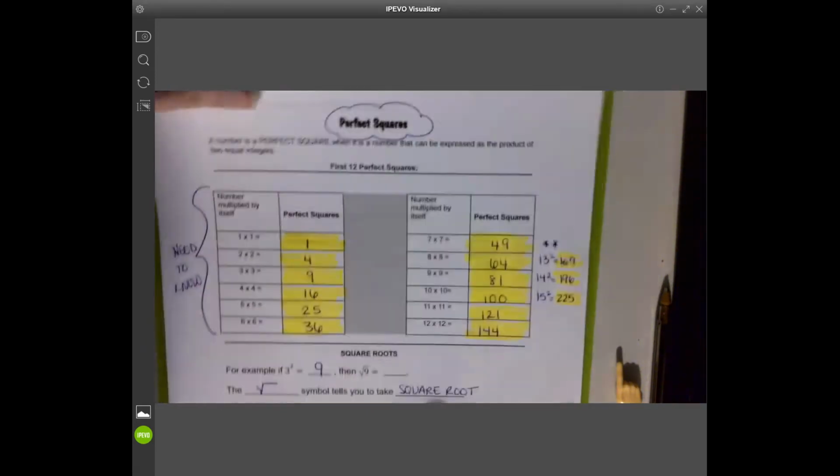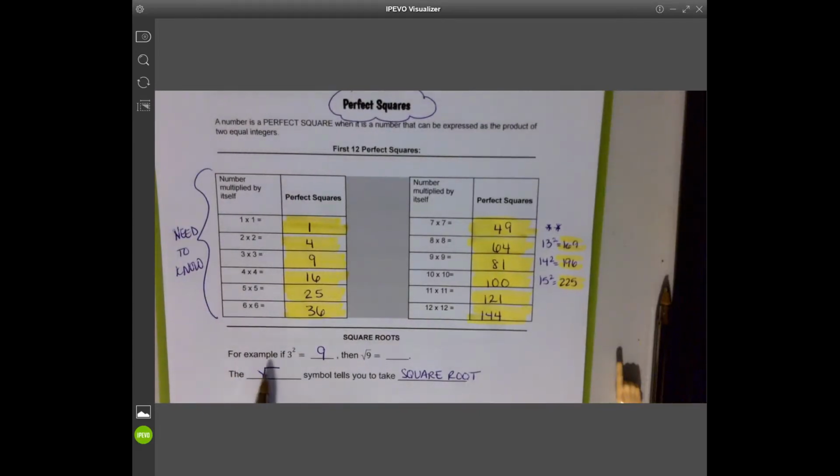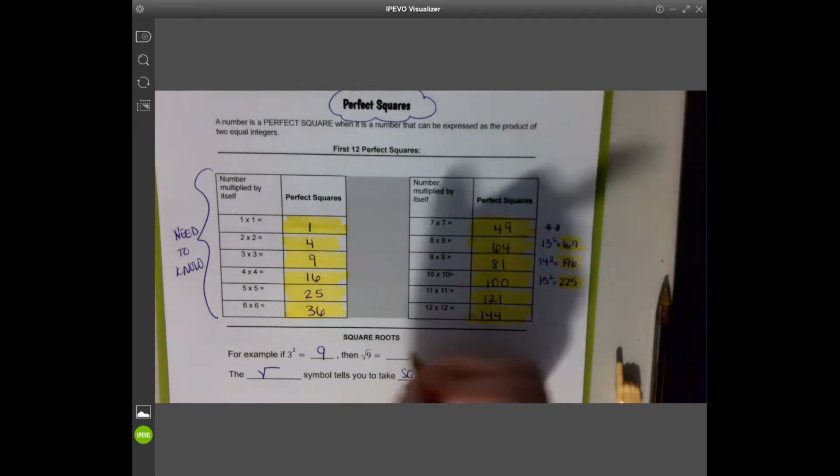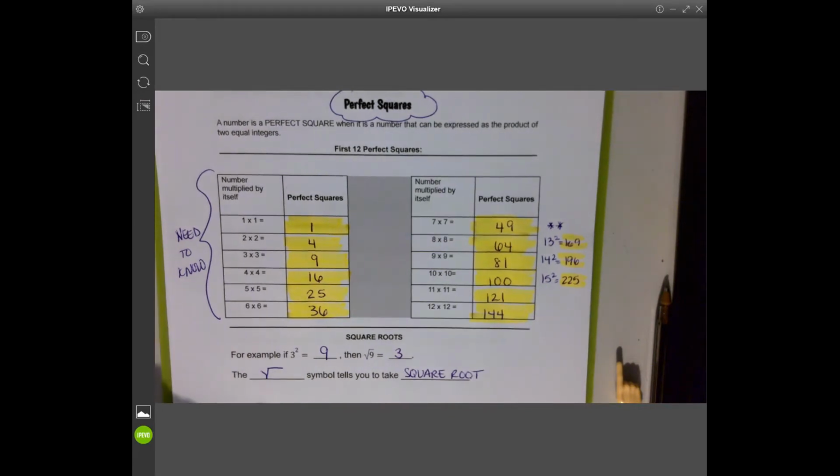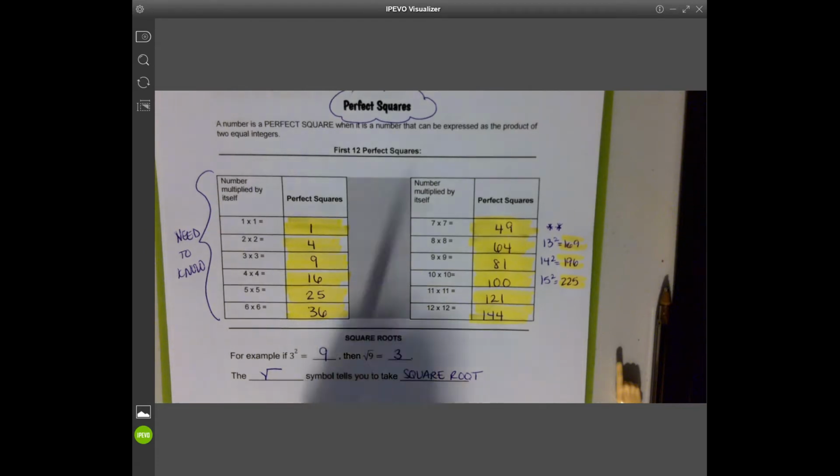For example, 3 squared is 9. If I want to take the square root of 9, I'm asking what number times itself gives me 9. So that would be 3. Again, that radical symbol means to take the square root. It is not division. We are not dividing by 2. We are finding a number times itself that gives us the number underneath the radical symbol.